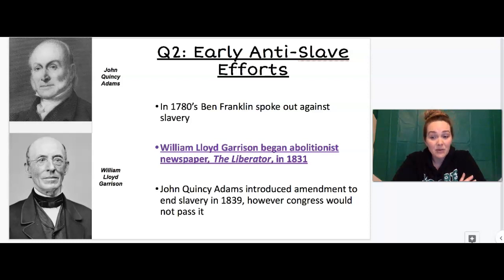John Quincy Adams, who you guys know is John Adams' son and our 6th president, right? He also tried to end slavery in 1839. He put an amendment through, but it never turned into a law. It did not pass.